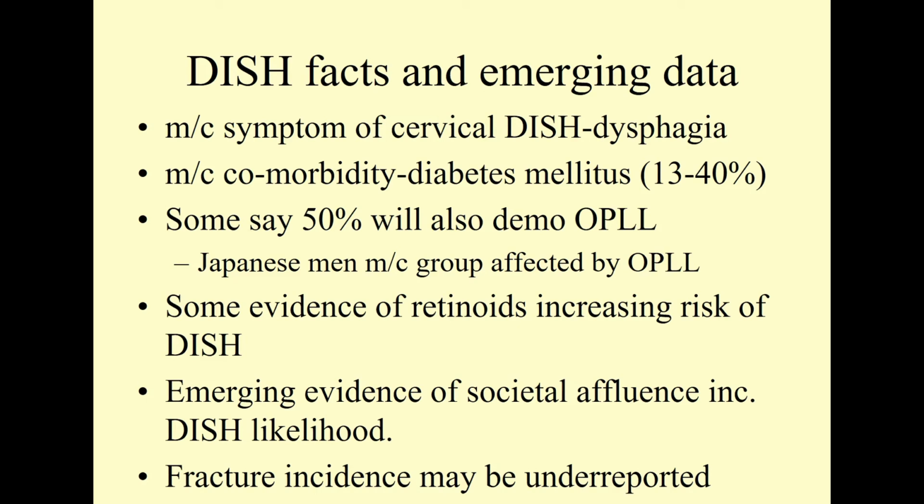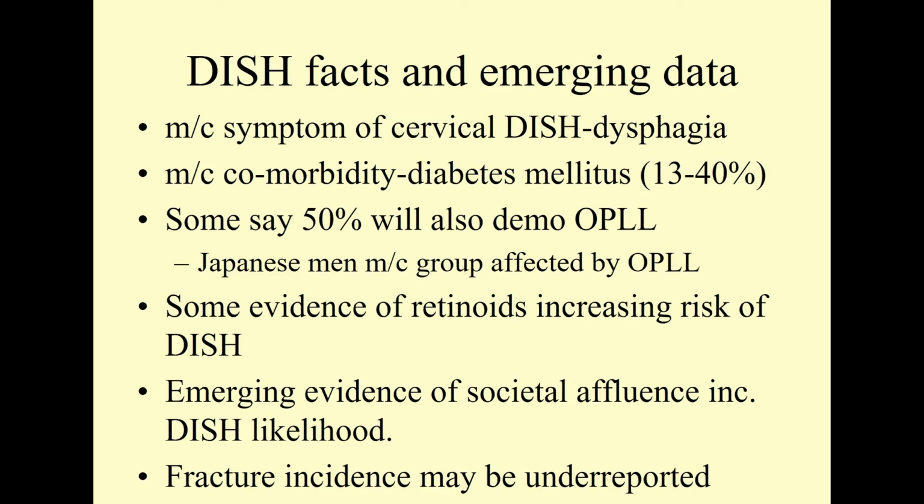As a single group, Japanese men appear to be the most common group to present with ossification of the posterior longitudinal ligament. There's some more recent evidence that use of retinoids increases the risk of DISH. And there's been information that I don't really quite know what to do with, but societal affluence. So richer people tend to get DISH more so than poorer people. That to me implies that there is some choice. There's something that we're choosing to do that produces this, but there's been no further authoritative research, but still interesting to note.